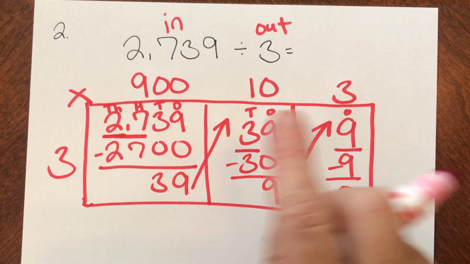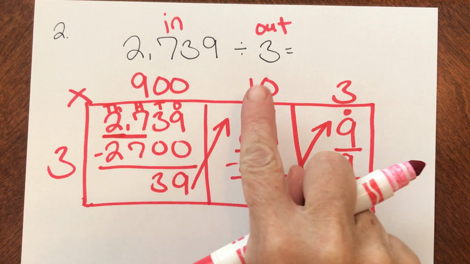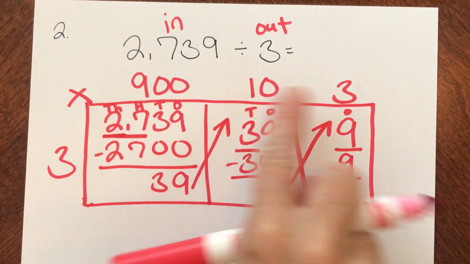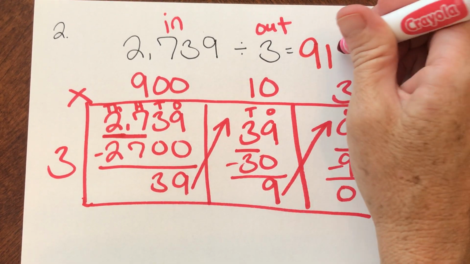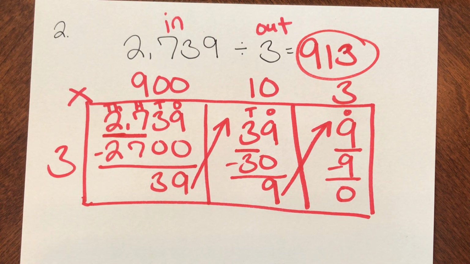Okay, so our answer, or our partial quotients, our parts of the answer, are 900, 10, and 3, but when we put them all together, we get 913 is our quotient.